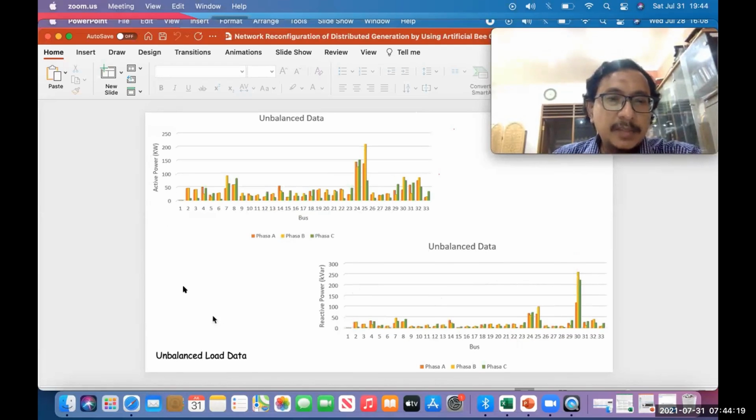And this is the unbalanced load data. This is for the active power, with the red line for phase A, the yellow for phase B, and the green for phase C. And this is for the reactive power, the unbalanced load data.